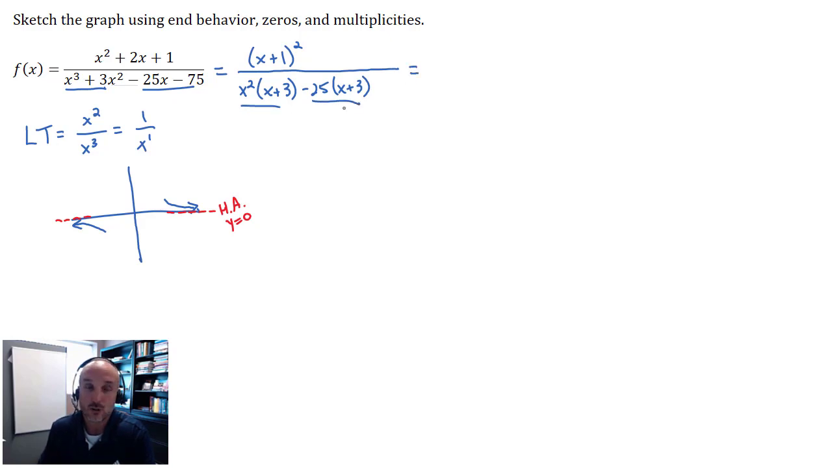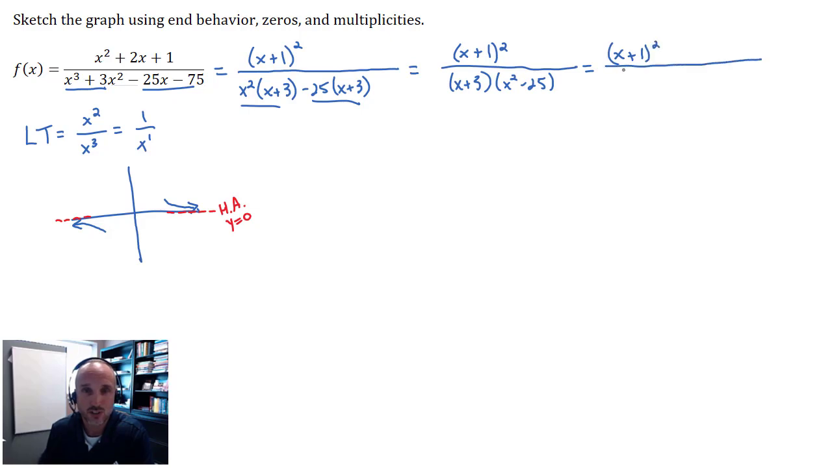We still have our 2 groups. We're not done factoring, so the top is done. I'll just copy the x plus 1 squared. The bottom, though, I can pull an x plus 3 out of both of my groups, leaving behind x squared minus 25, which factors further, so we're still not done. So on top, we didn't do anything. We still got our x plus 1 squared. And on bottom, we get x plus 3 times x plus 5 times x minus 5.